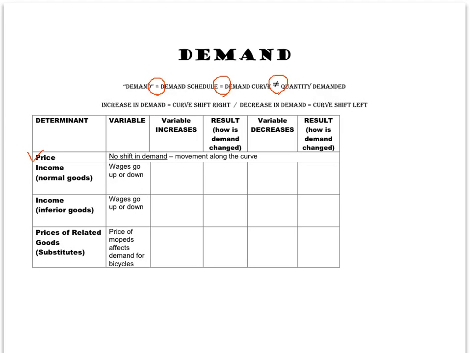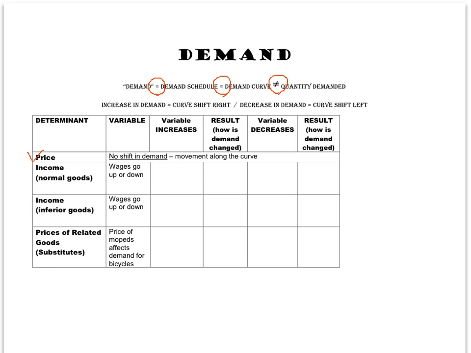The price of squash does not change demand for squash. There's simply a change in price. The quantity demanded will change, but we're simply moving along the curve. Demand itself won't change. Income will change demand.